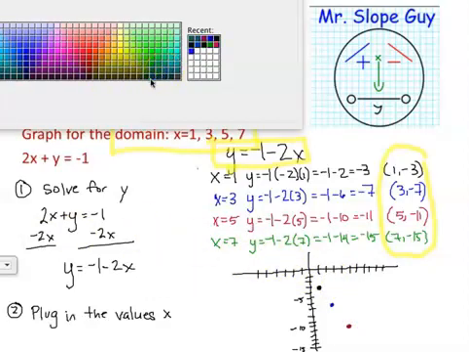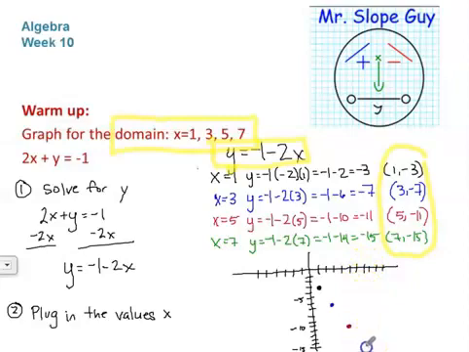We're not going to connect any points. 1, 2, 3, 4, 5, 6, 7, and down 15 at the end here. Right there. And then we're done. We're not going to connect our points. We're going to leave it as is. It's going to be points because we're graphing for a specific domain.